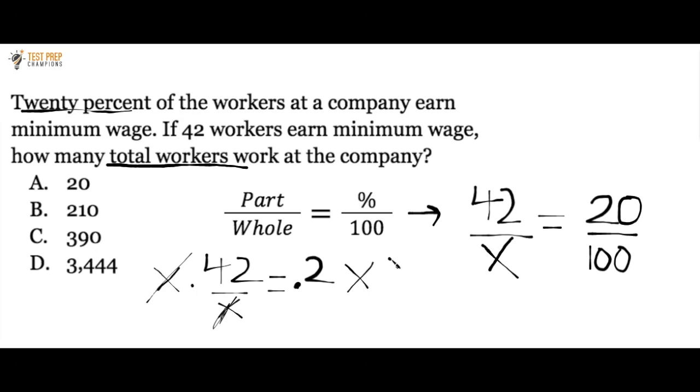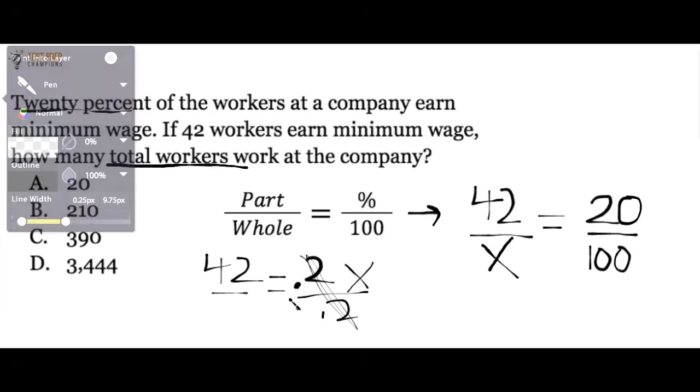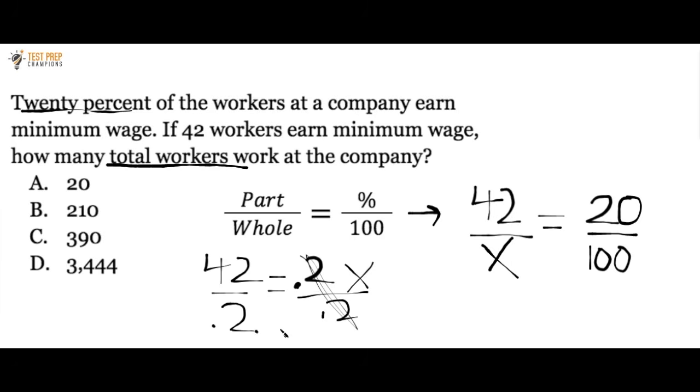Okay. So now I have 0.2x and I just want to get this x. So what I'm going to do is divide by 0.2, and that's going to leave me with x on the right-hand side. But whatever I do to one side, I also have to do to the other side as well. So on the left-hand side, I just have this 42, so I want to divide by 0.2 over here. So 42 divided by 0.2 equals 210. So my answer is 210.